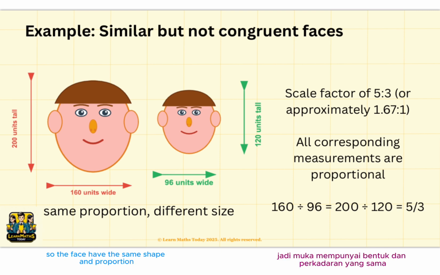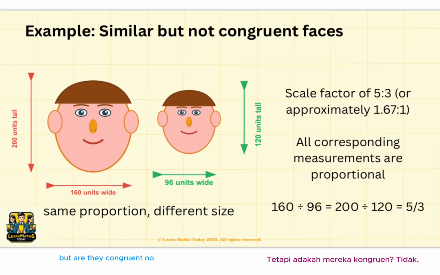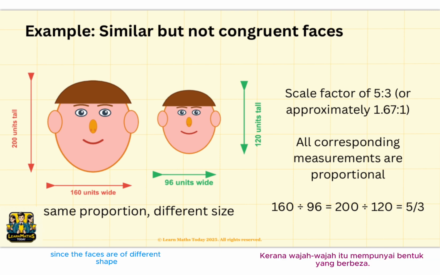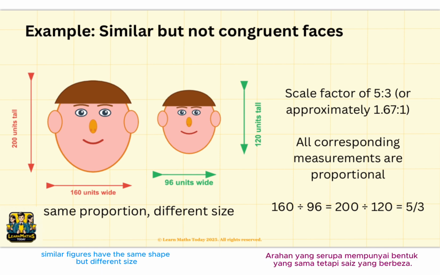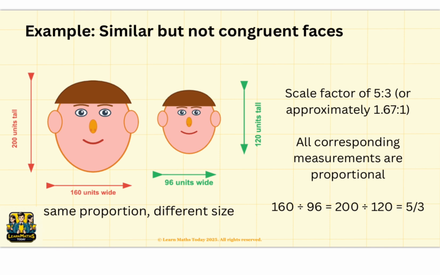So the faces have the same shape and proportion. But are they congruent? No, congruent figures must be identical in both shape and size. Since the faces are of different sizes, they cannot be congruent. This is a fundamental difference that you have to learn. Similar figures have the same shape but different sizes, while congruent figures have both the same shape and the same size.